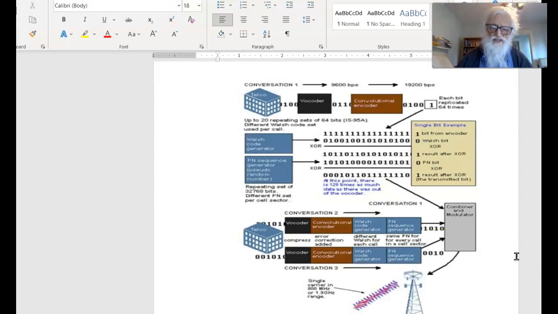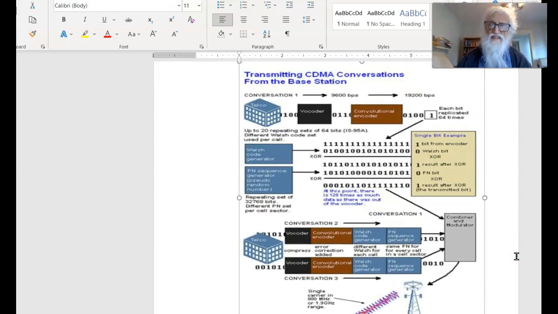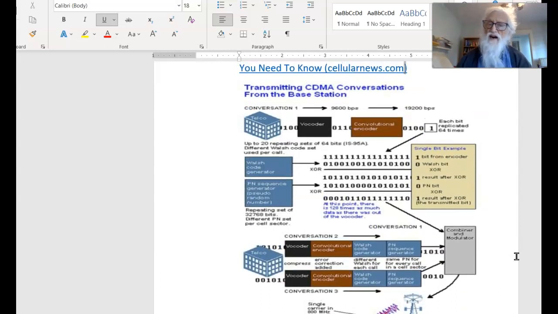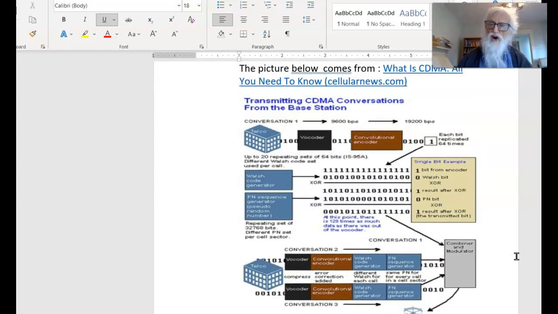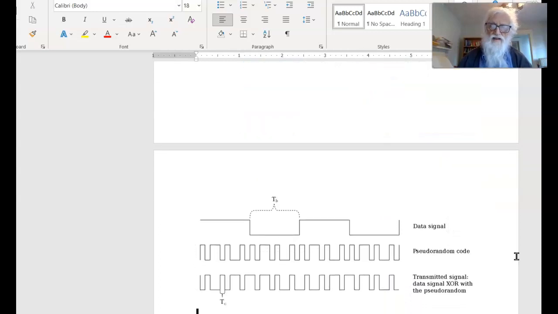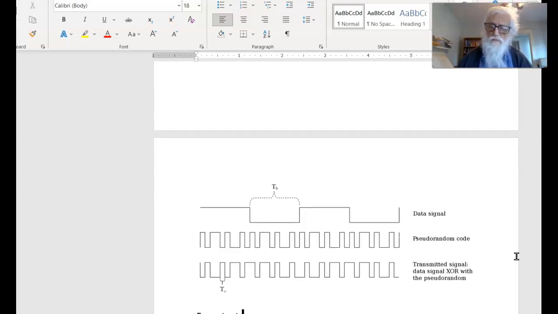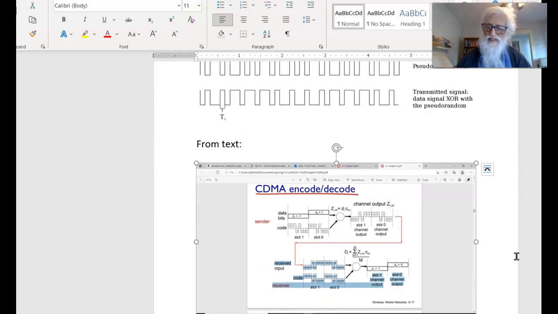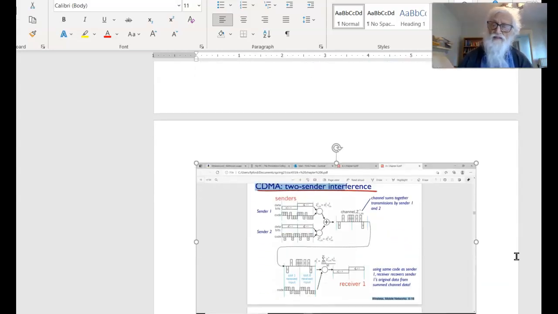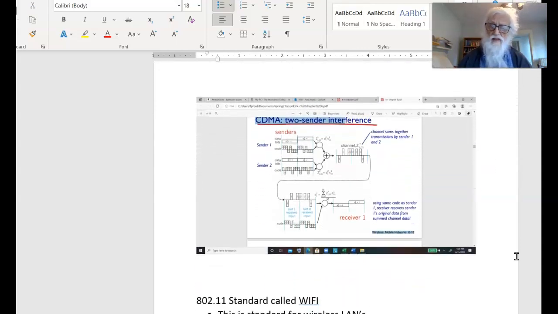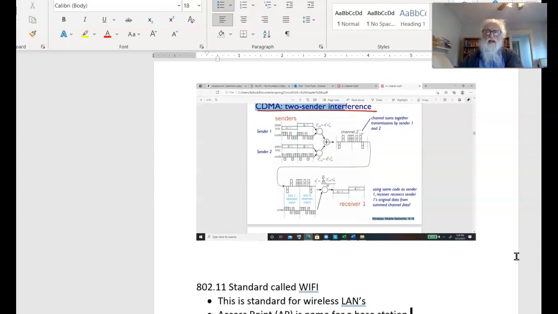Now I've got some pictures of that from various sources. Here's one from What You Need to Know. Here's one from Wikipedia that shows the signals as 0 and 1, up and down. Here's one from your text itself, which gives you an example of it. So you've got several ways to look at it.